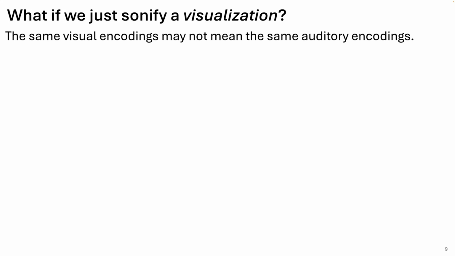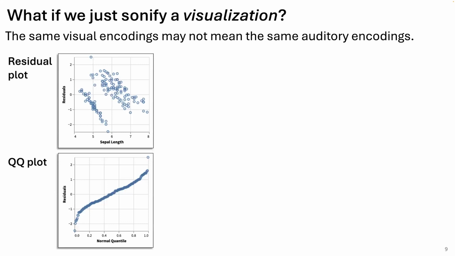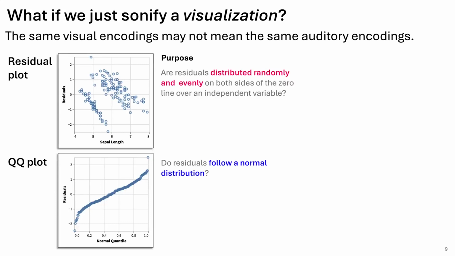To motivate this with an example, after fitting a regression model, we want to check the fit of the model using residuals. Typically, we use a residual plot and a QQ plot. Residual plots are for checking whether residuals are distributed randomly and evenly on both sides of the zero line. And QQ plots are for checking whether residuals follow a normal distribution. Both charts use the same encodings, X and Y positions.